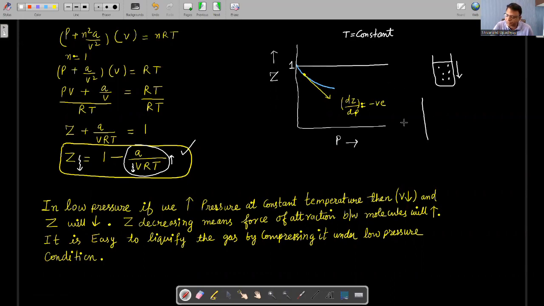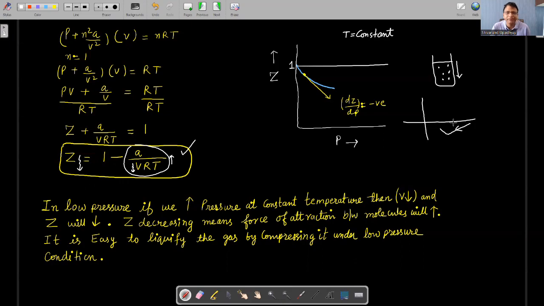You can compare with the potential energy curve. Molecules are far apart. Now we are compressing. We are decreasing the separation distance. The force of attraction is going to increase. So if the force of attraction increases, it is easy to liquefy the gas. That's why in low pressure range, we can liquefy most of the gases found near about room temperature, because in the low pressure range, force of attraction is dominating. And if we compress, the force of attraction will increase, and it is easy to liquefy the gas. So that's why we are studying this variation of Z in the low pressure range.